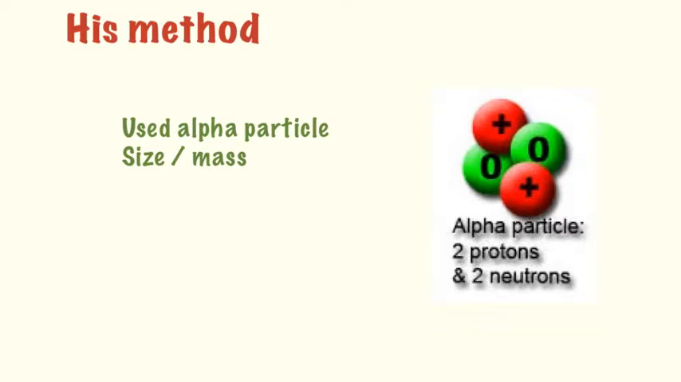So what he did was he arranged an alpha particle source. In other words, this material only released alpha particles, and by enclosing it in a lead box and having only one area open, he was able to direct a stream of alpha particles at his screen.